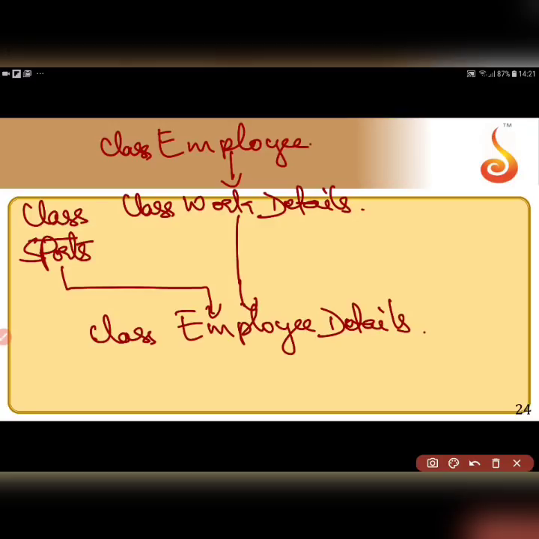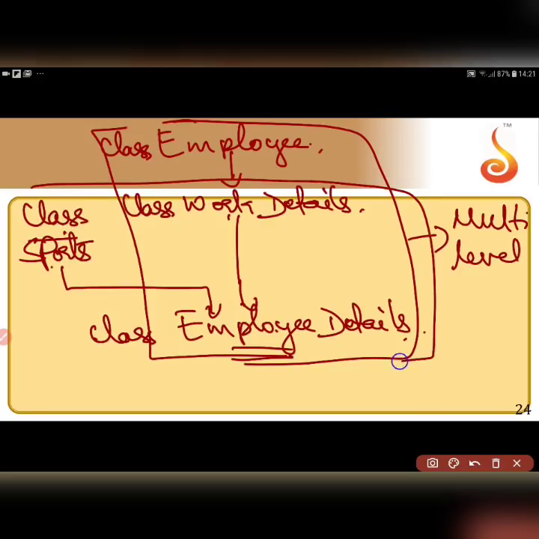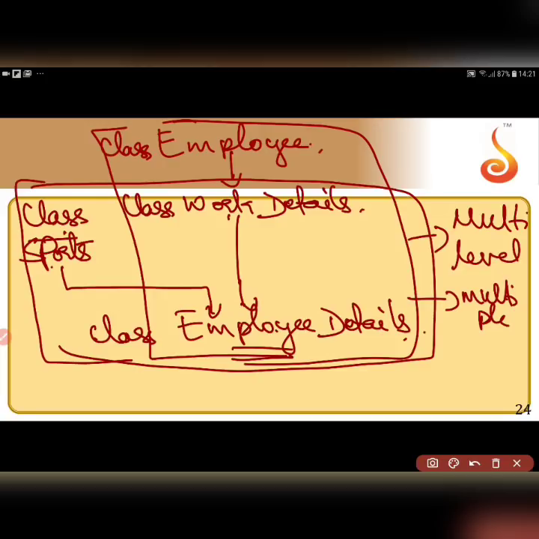See, I have a class employee. From that I derived class work details, and then I do have class sports, which is not related to these two, but then employee details is derived from work details and sports. So the two types of inheritance here are, see, I can say this one is multi-level. Yes, there are 3 levels: base, derived 1, derived 2. And then 2 base classes here and 1 derived. This is multiple. So I have multi-level and multiple inheritance here.